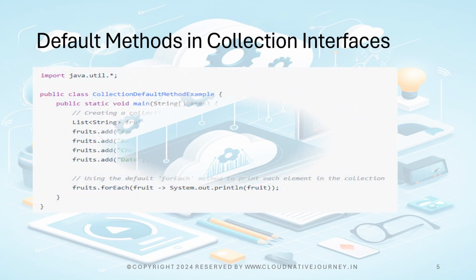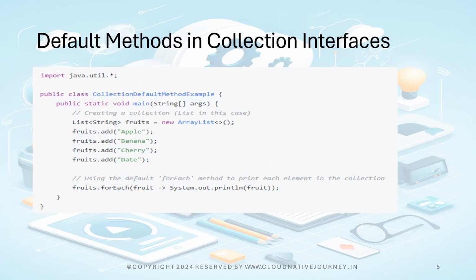Another big change in Java 8 was the introduction of default methods in interfaces. This means that interfaces such as List, Set, or Map can now have method implementations. For example, the forEach method is a default method now available in the Iterable interface. This allows you to iterate over elements without needing to write a separate loop yourself.